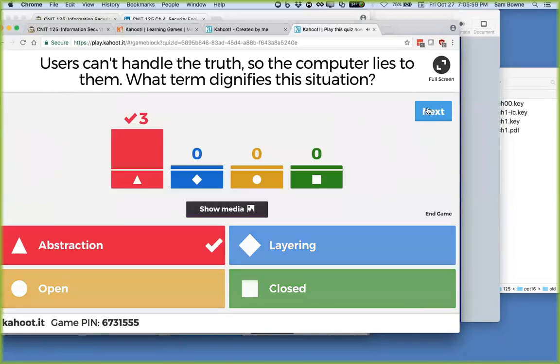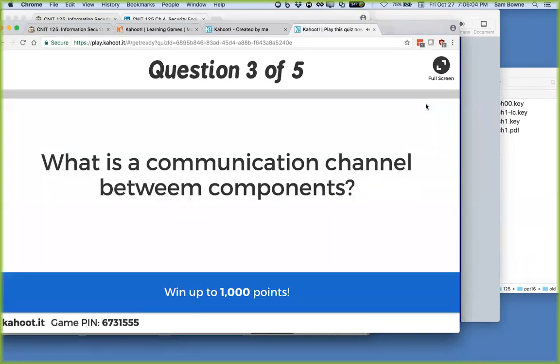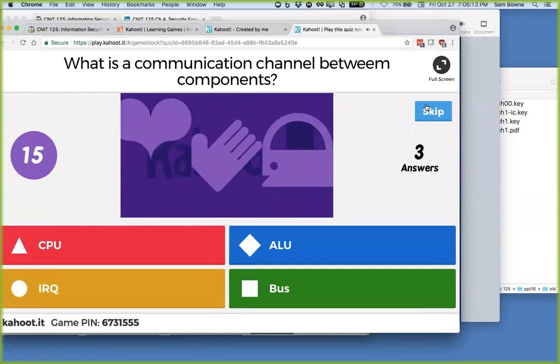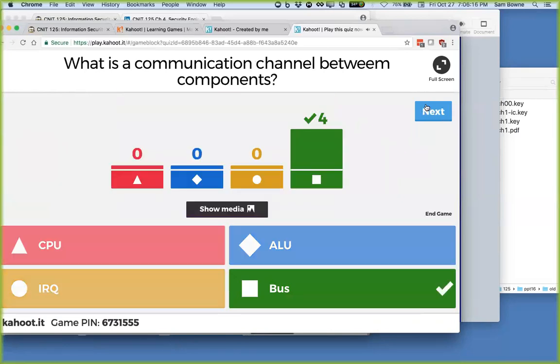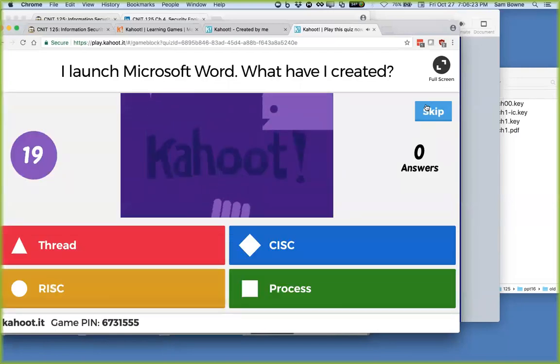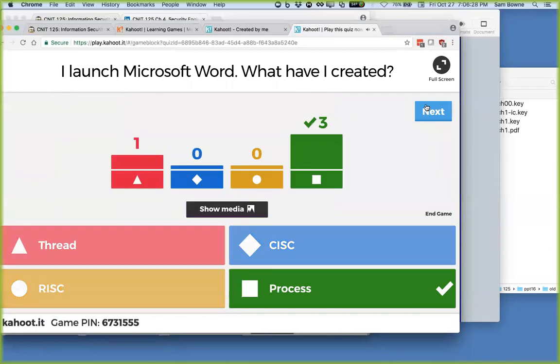All right, that's abstraction. You are told only what is appropriate for you to know. All right. What's the communication channel between components? All right, that's the bus. Good. All right. I launched Microsoft Word. What is that? That's a process. Each process contains many threads, but Word itself is a process.